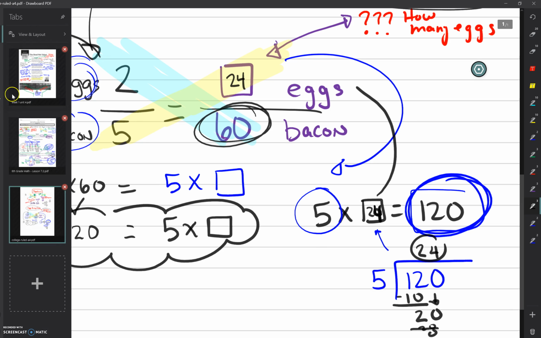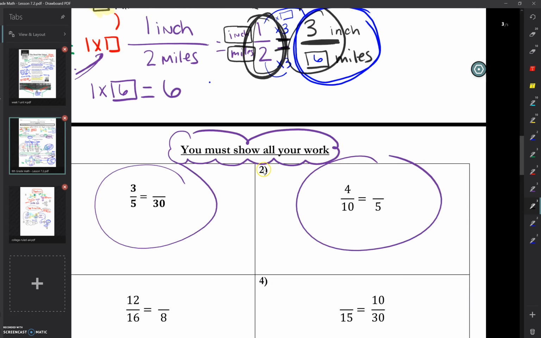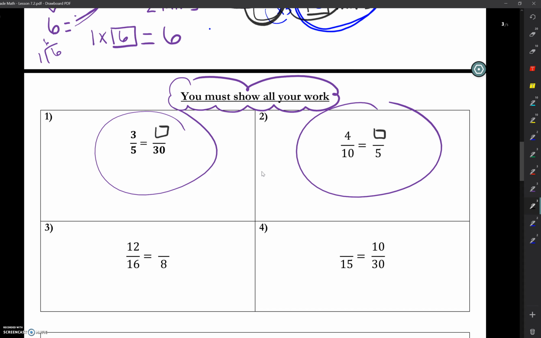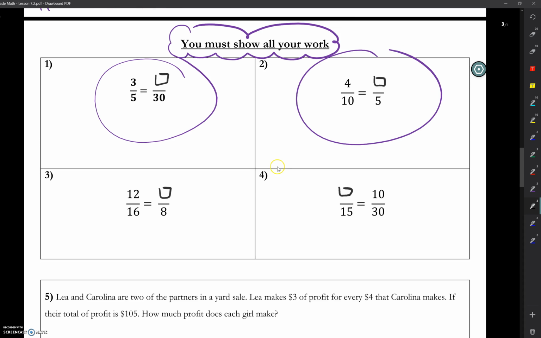Now, I want you to go ahead and solve these problems on your own. And remember, you'd have a box, you'd have a box, you'd have a box, and you'd have a box. Some of them are easy. Some of them you can just multiply this way, and divide and multiply or divide, whatever you need to do. And then you could figure out the number on top.